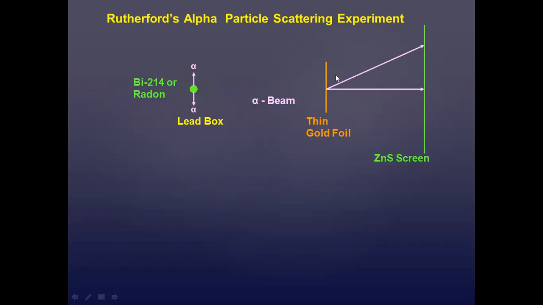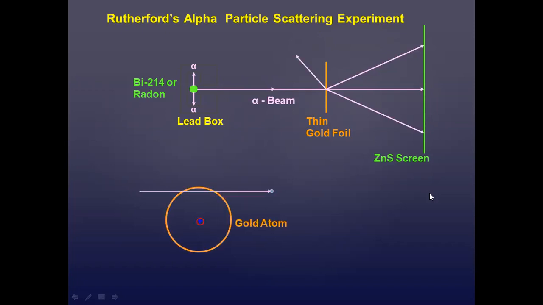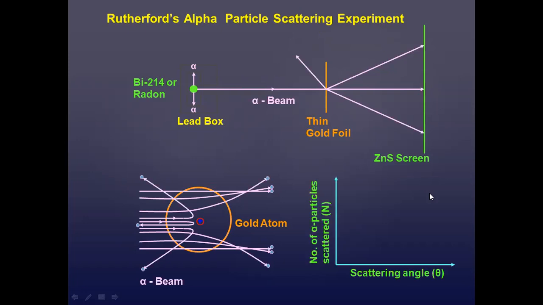When this alpha particle is incident on the gold foil, the scattered alpha particle is observed through the rotating detector, and this detector consists of a zinc sulfide screen and a microscope. When the alpha particle is incident on the gold foil, the amount of scattering is observed by using this rotating detector, and we study the number of scattered alpha particles against the scattering angle. So this is the construction of the Rutherford alpha particle scattering experiment.